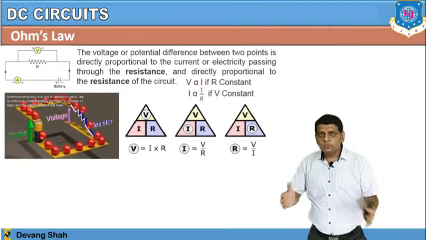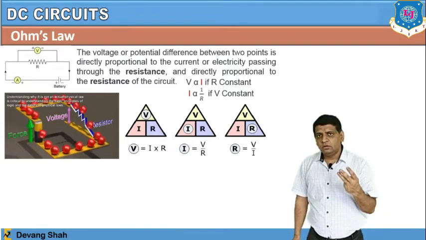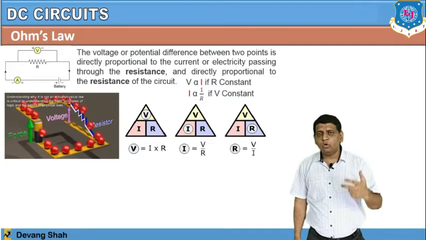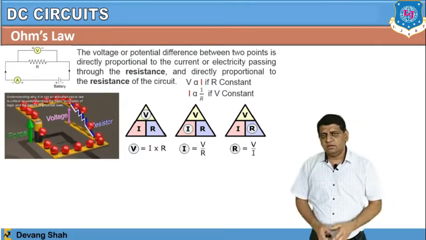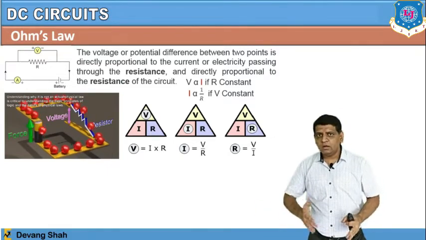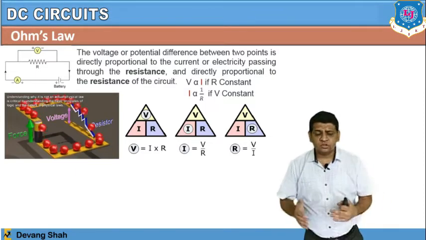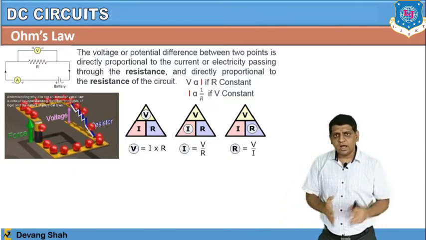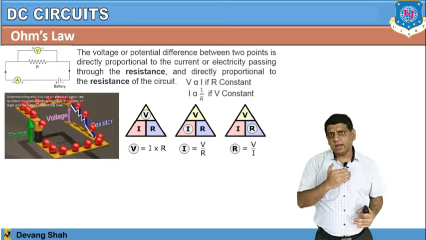So from Ohm's law, if you follow this triangle, you can get three equations, including both relations that we just discussed: V is equal to I into R, I is equal to V by R, and R is equal to V by I, right?